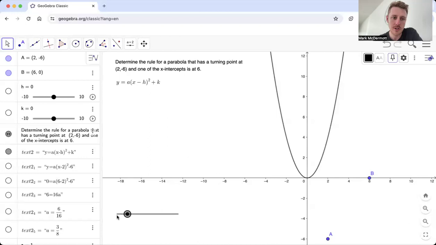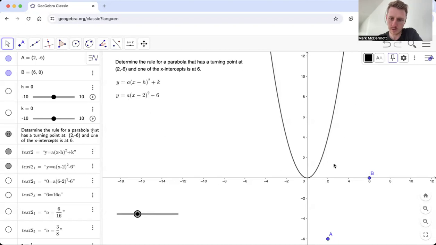So substituting in +2 for h gives me a times (x minus 2) squared, and then take away 6 for k. So now we've almost got our rule. The only thing we don't know is a. And in order to find a, the other thing we need to do is sub in this other coordinate, which would be (6, 0).